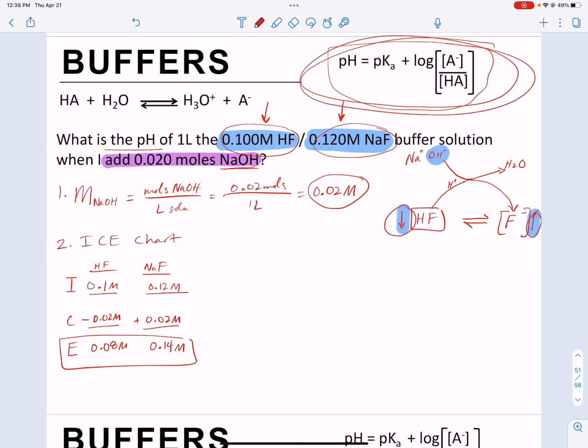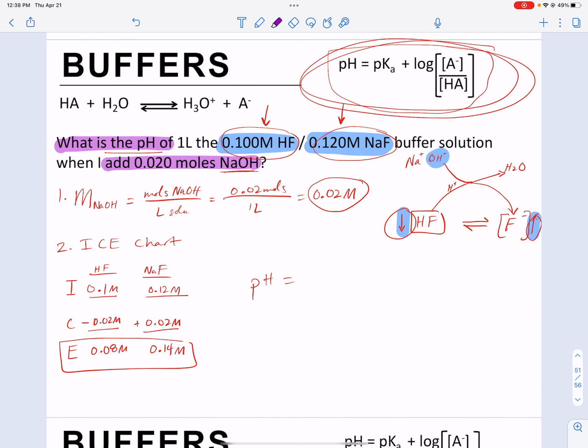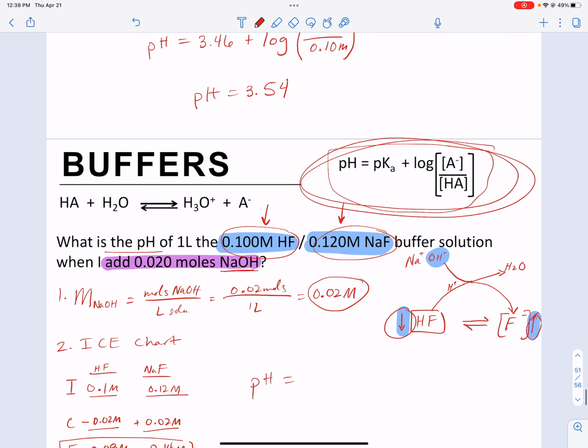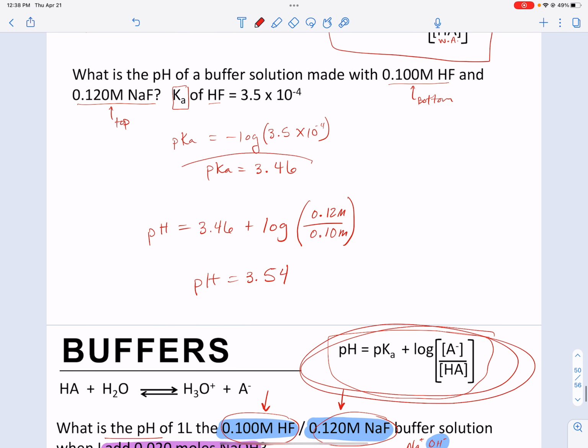So we have everything ready to go, and now we're going to solve for what the new pH is, because that's what the question's asking. Remember, what is the pH? So that's what we're trying to solve for. So it says pH equals pKa. Is my pKa different? The answer is no. You're going to use the same pKa throughout every part of the problem.